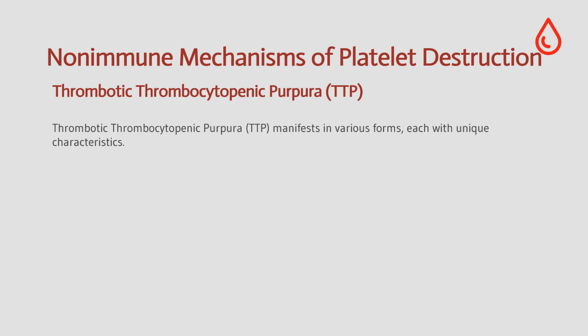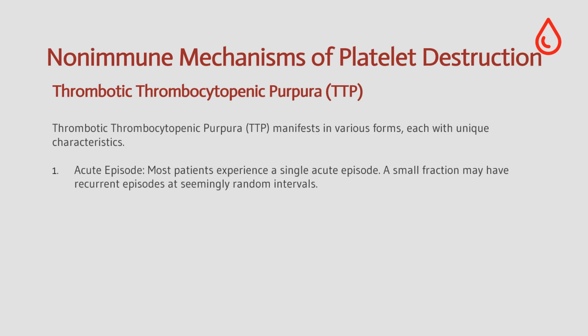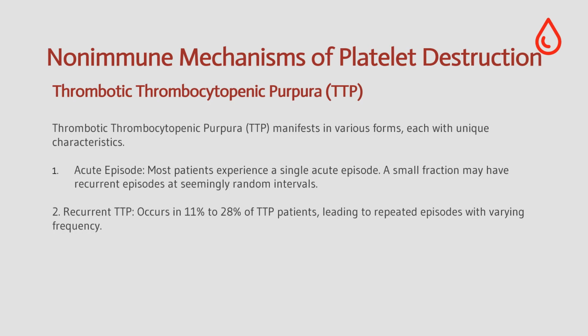Thrombotic thrombocytopenic purpura, TTP, manifests in various forms, each with unique characteristics. Let's explore them. 1. Acute episode. Most patients experience a single acute episode. A small fraction may have recurrent episodes at seemingly random intervals. 2. Recurrent TTP, occurs in 11% to 28% of TTP patients, leading to repeated episodes with varying frequency.